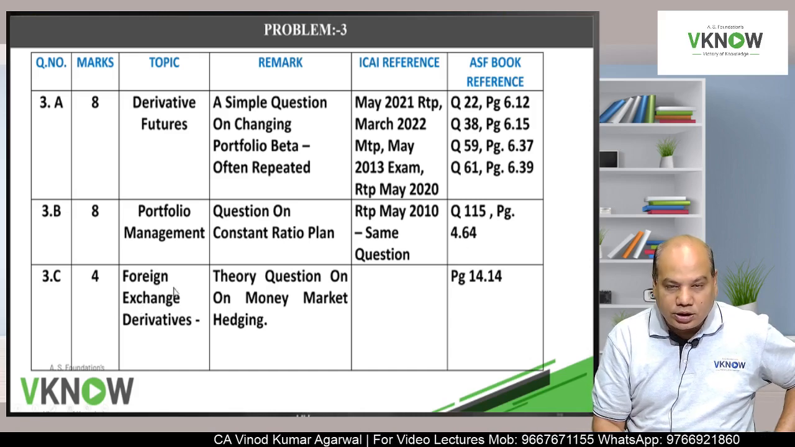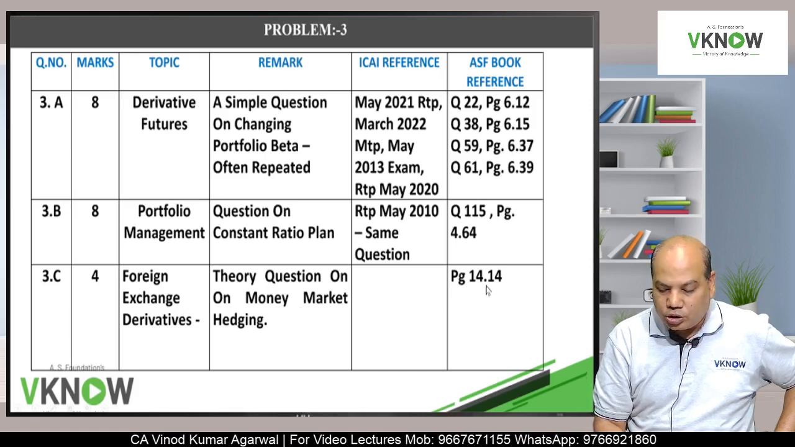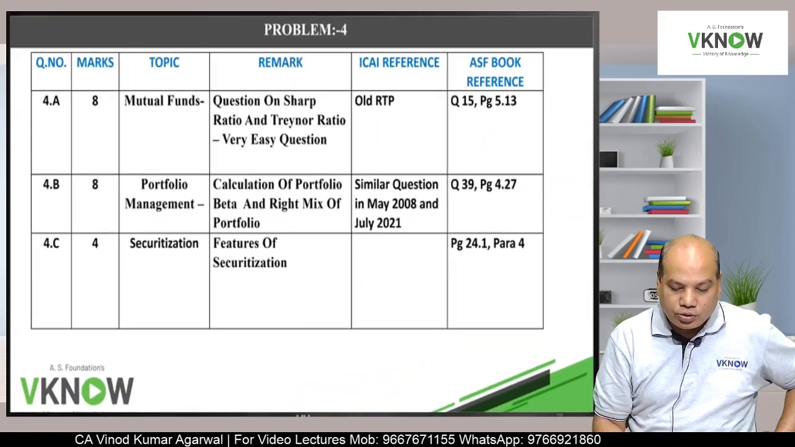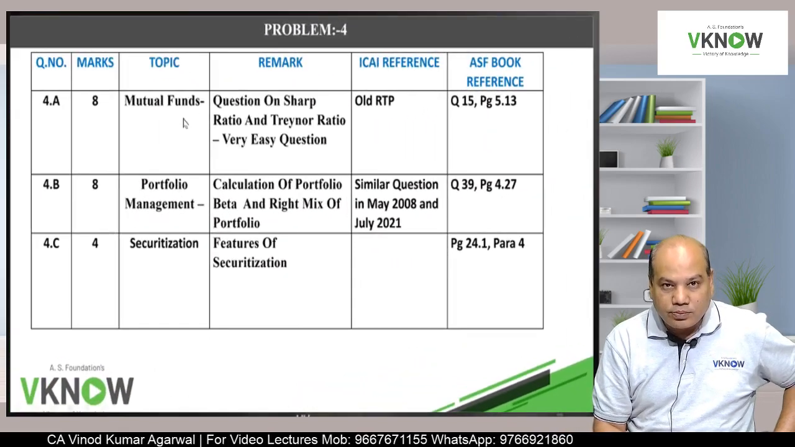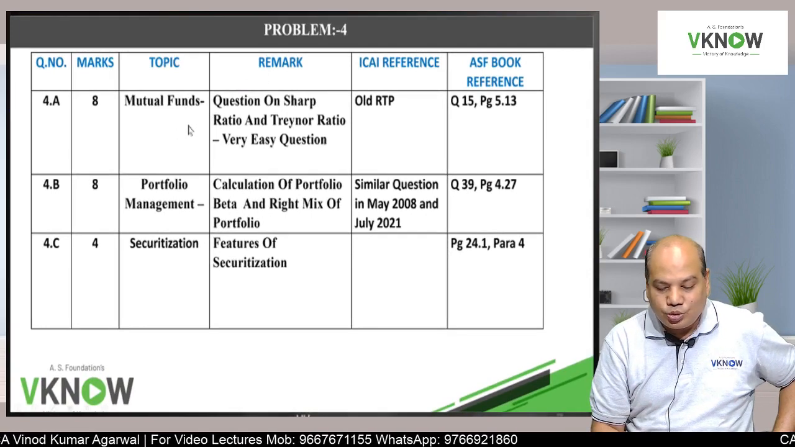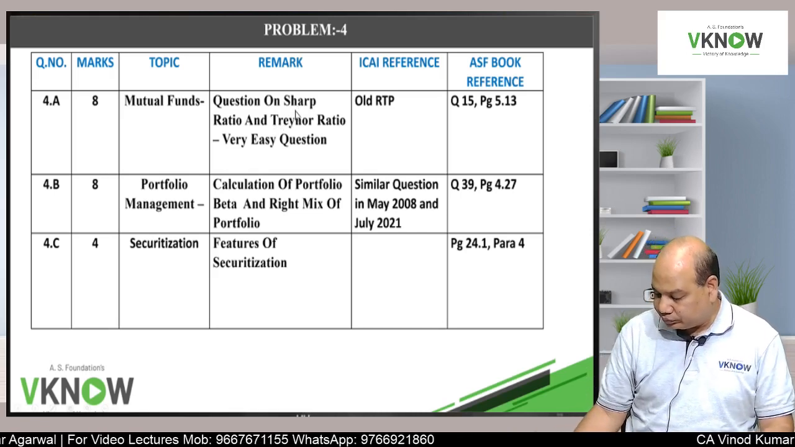Question 3C, a theory question on forex. You have to write a note on money market hedging. So we have a long note on this money market hedging on page 14.14. Question number 4A, again a very easy question on mutual fund, where you have to compute Sharpe ratio and Treynor ratio.